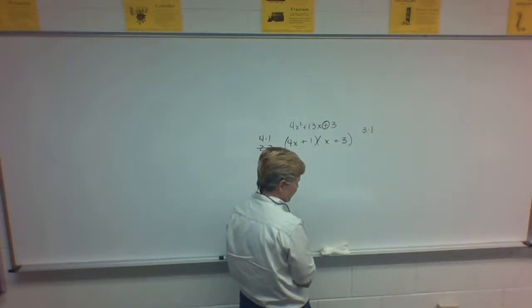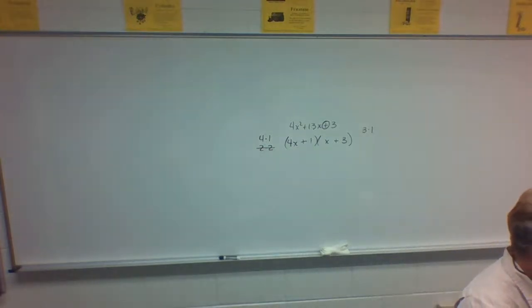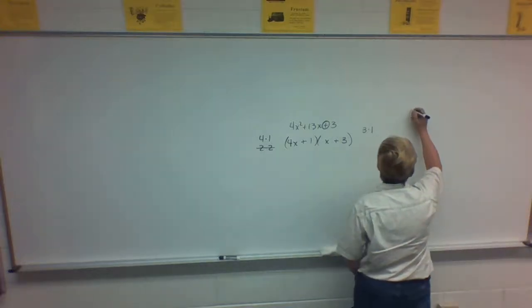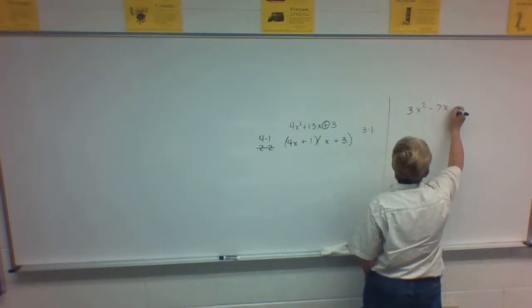Yep. Okay, let's try another one. I'm going to pull some out of my book, and then we'll try some of yours. Okay? Let's do one with a minus sign in the middle. We got 3x squared minus 7x plus 2.